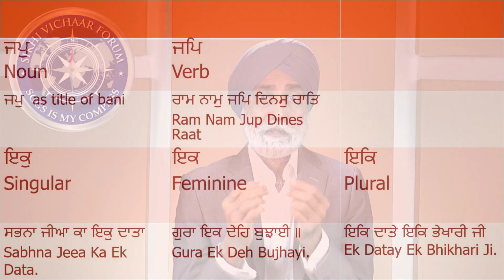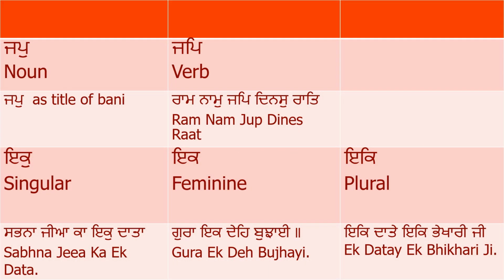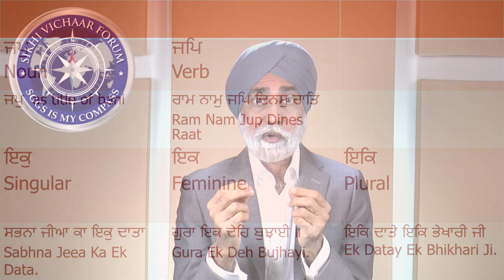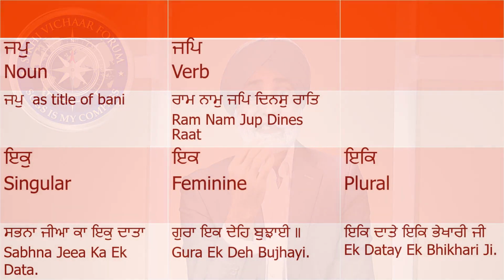Here are two more examples of words used in Gurbani that rely on grammar to provide their accurate meanings. Japa with an onkar denotes the word is being used as a noun. This is how we know that japa with an onkar refers to the title of the Bani. Japa with a sihari denotes a verb, the deed of realizing. Ram Nama Japa Dinasarat. Jap here is with a sihari.